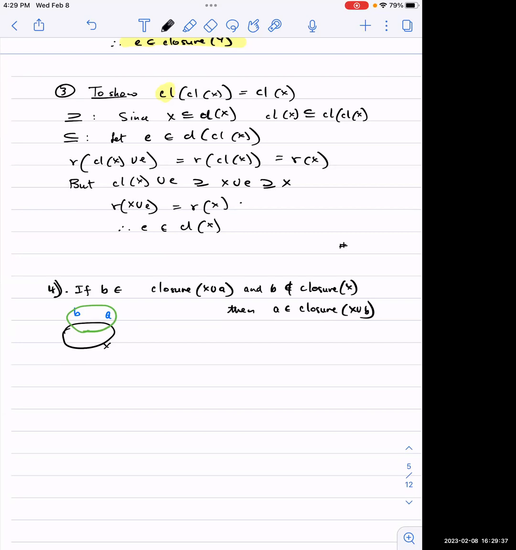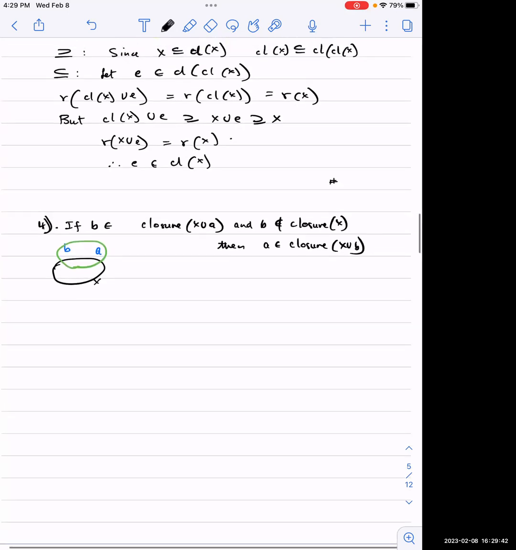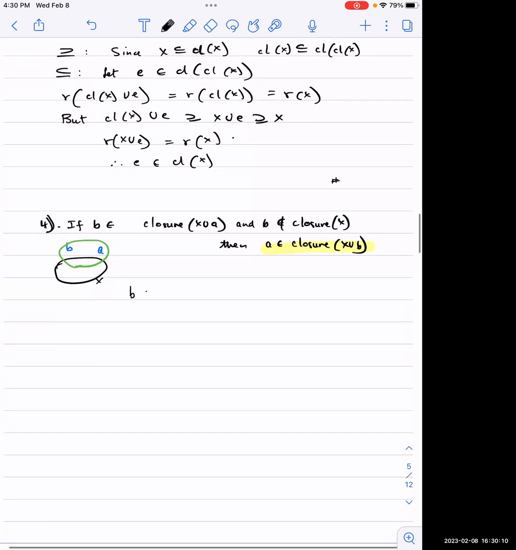We're down in the weeds here. We will come up for air in a moment. So B is in the closure of X union A, and B is not in the closure of just X. So we want to show this: A is in the closure of X union B. Well, B is in the closure of X union A.